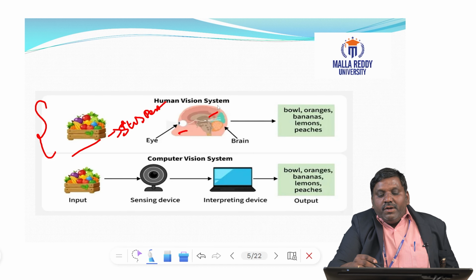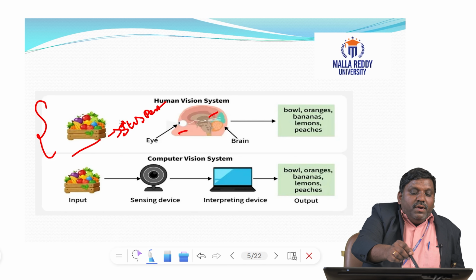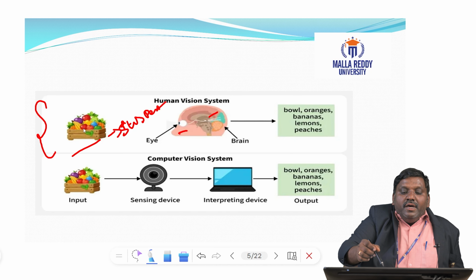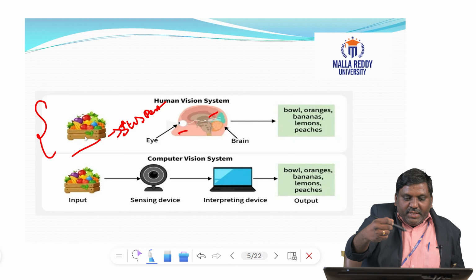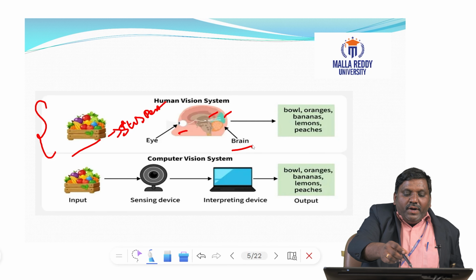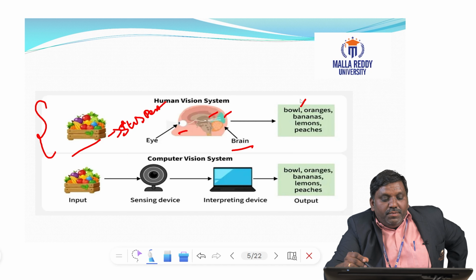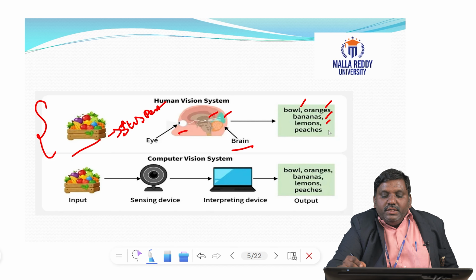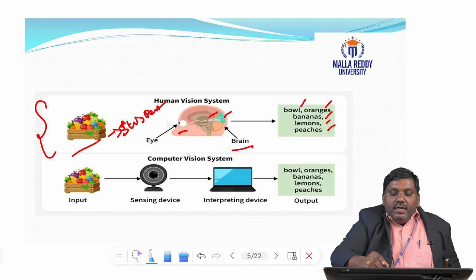Then the brain matches the perception, whether it is a fruit or what the object is. The brain has some similar idea. Our brain is already trained automatically by observing the environment. Then we match the pattern, and it detects in this bowl orange, banana, lemon as well as peaches. Like that it is representing.